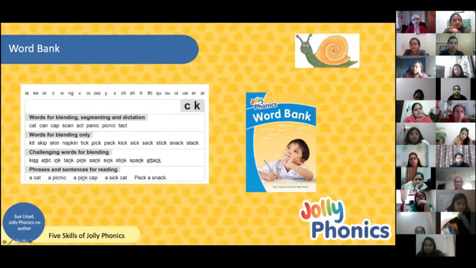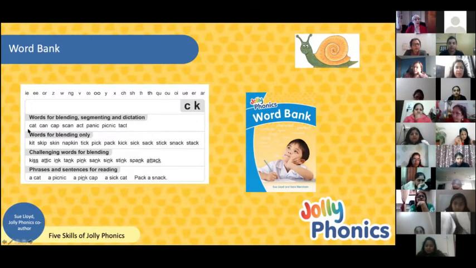Oh, let me see if I can move that over. It says words for blending, segmenting, and dictation. So this is words that you can reliably ask the children to read. You can ask them to hear the sounds, and you can call them out for dictation. Then next is words for blending only.